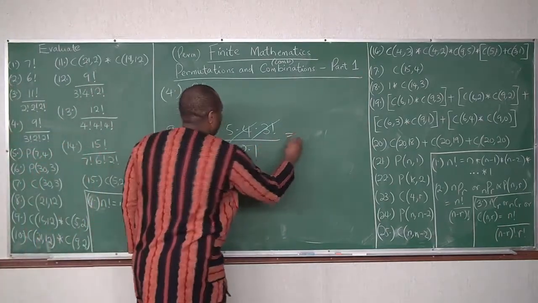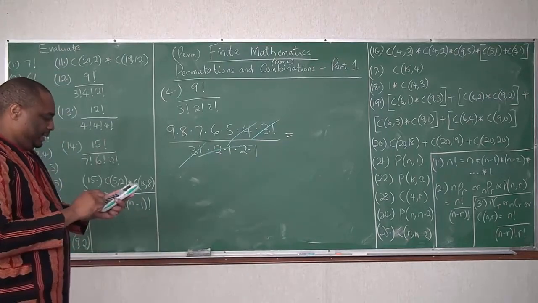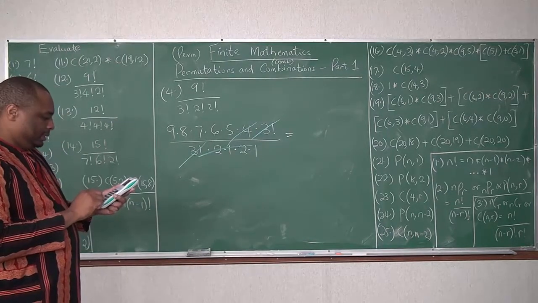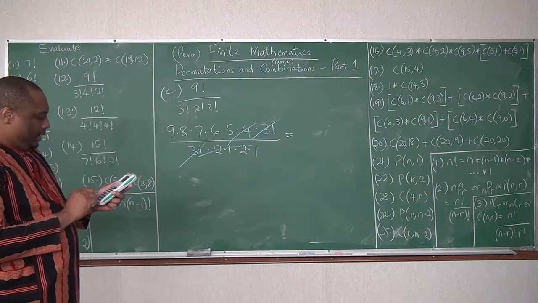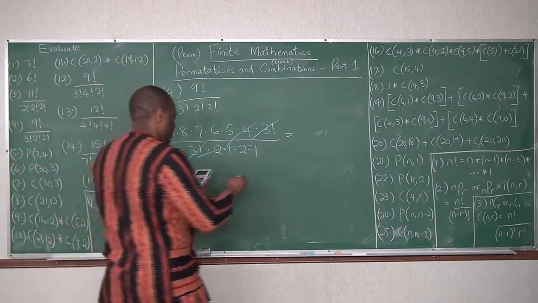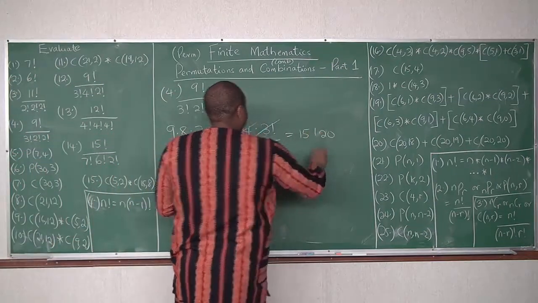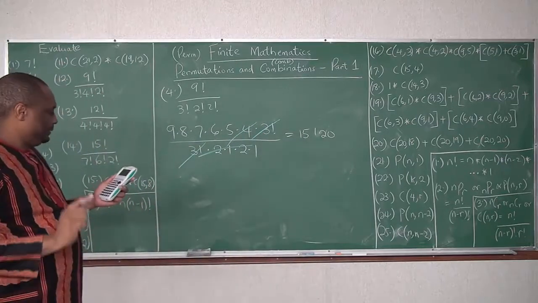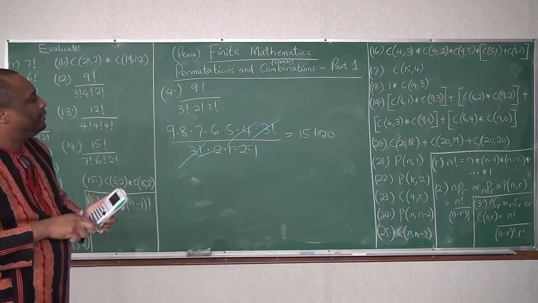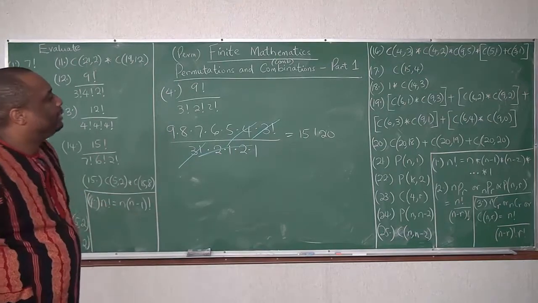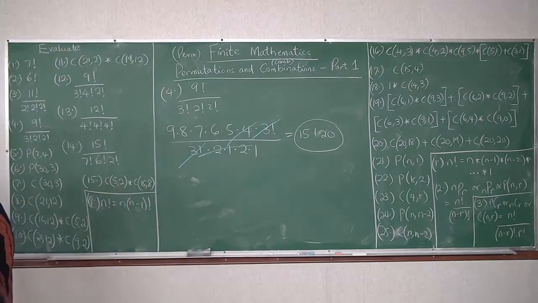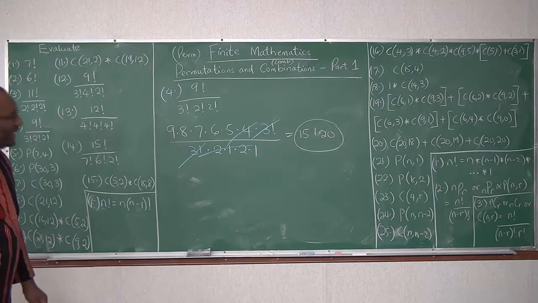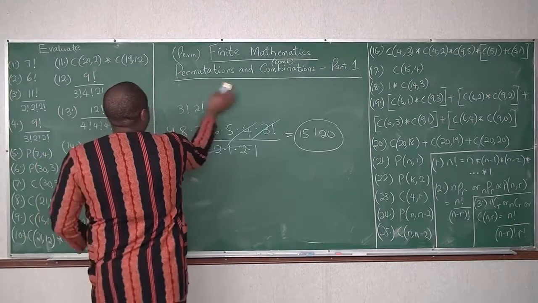So what do we have now? We have 9 times 8 times 7 times 6 times 5, right? And that gives us 15120. Okay? 9 times 8 times 7 times 6 times 5. 15120. That becomes our answer here. See that? Question 4. It's pretty straightforward, right? Now let's do question 5.